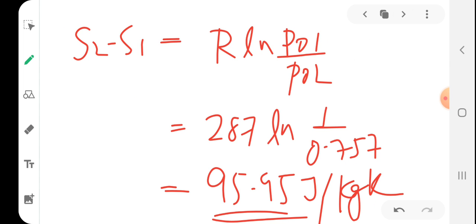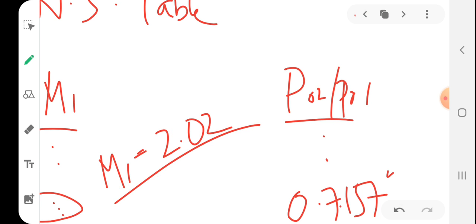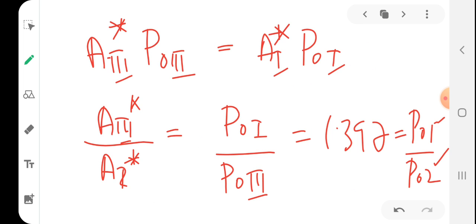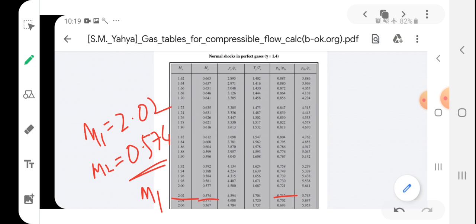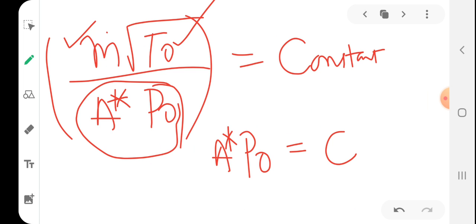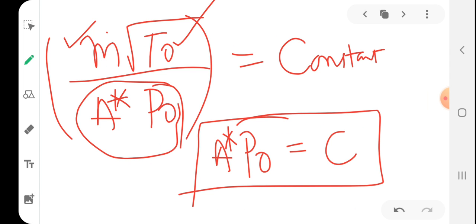I hope you have understood how to find the location. A very important point is which equation to apply here. You should not apply the other equation, because the flow upstream and downstream of the shock is isentropic. So for isentropic flow, A star and P0 are constant. You might not be able to apply this equation if you don't know the concept, so remember it always in case of isentropic flow.